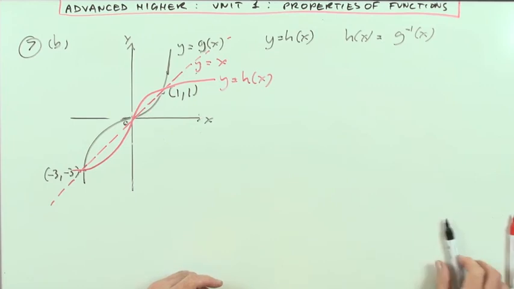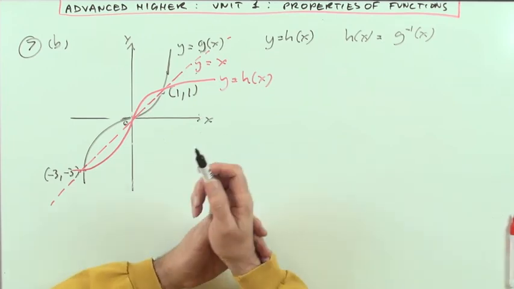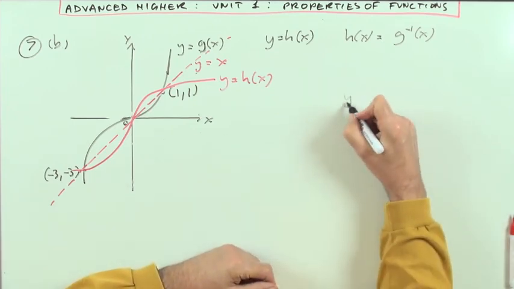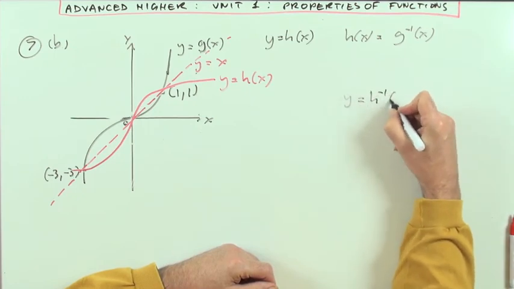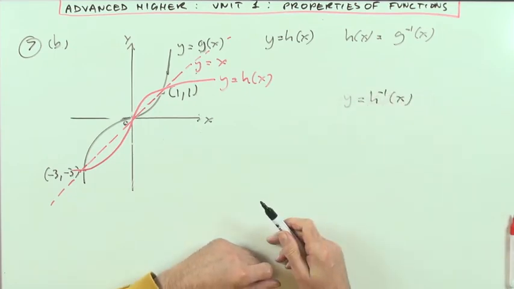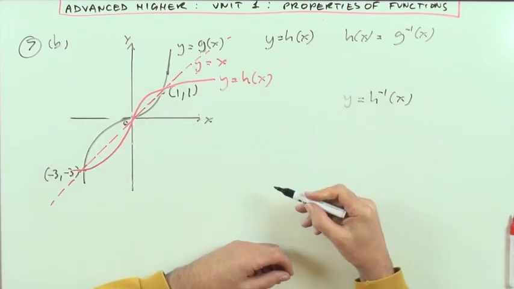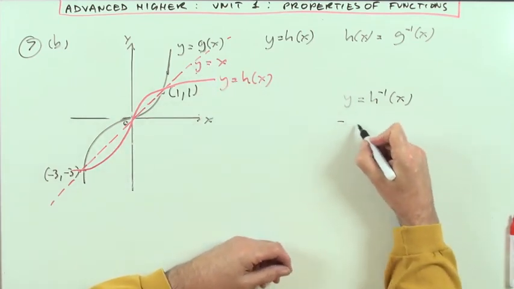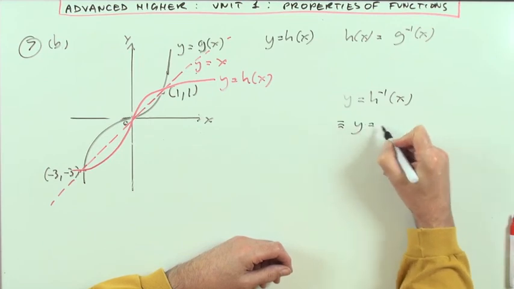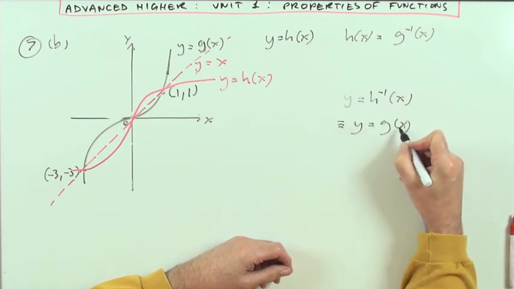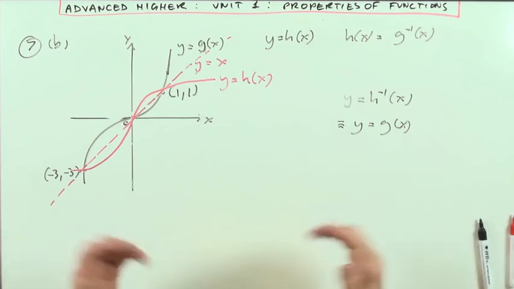And of course in the next part, which then just says comment on the graph of, if you were to draw the graph of y equals the inverse of h of x, well, that would simply flip it back into the original position again. The graph of that would be exactly the same as the graph of y equals g of x again. Right, that was number 7.